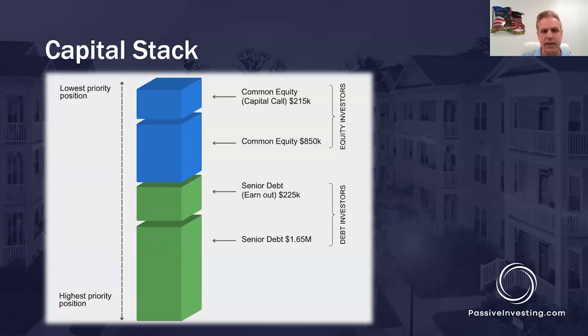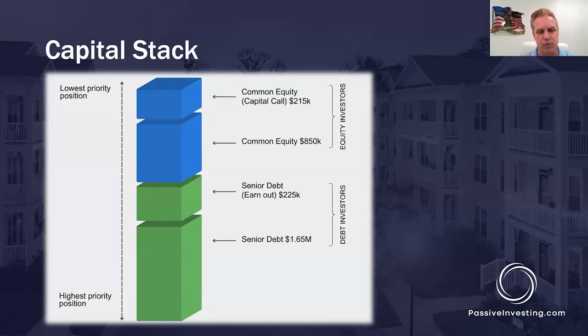Now, the green is all the same level and the blue is all the same level, but I broke it out just to talk through the story a little bit. So we had a $1.65 million senior debt down here. And then they gave us what's called an earnout of $225K. The earnout can be for different things, but it's basically when you hit different benchmarks over time, then you get additional loan, and it's already been negotiated. You know what the terms are, but the bank does not release those funds until you hit those benchmarks.